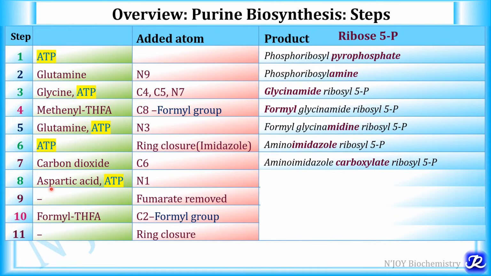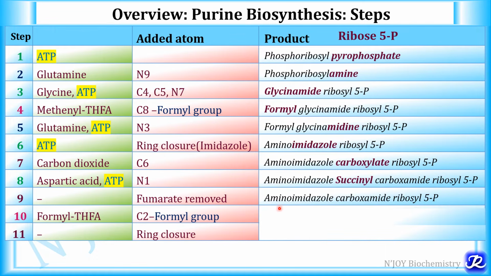Now in the eighth step, aspartic acid is involved, which contributes N1. ATP is also required here, and the product formed is amino-imidazole succinyl carboxamide ribosyl 5-phosphate, because of aspartic acid, and that's why it is succinyl, because the succinyl group is added there. In the ninth step, nothing is added, only fumarate is removed from this product, and so succinyl is removed. Now it becomes only amino-imidazole carboxamide ribosyl 5-phosphate.